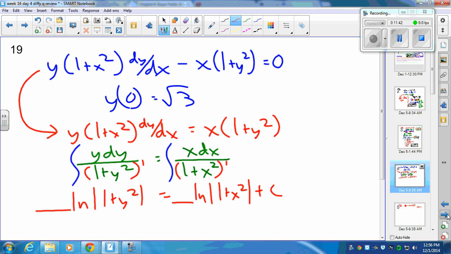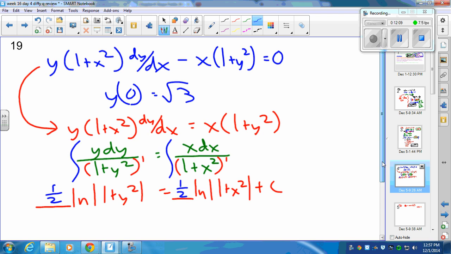The derivative of y squared is 2y. I have a y up top, but I don't have the 2 up top. I'm expecting a 2y up top, but I only have a y up top, so I must be off by a half. On the right side, exact same thing. The derivative of x squared is 2x. I don't have 2x, I only have 1x up top, so I must have multiplied by a half.